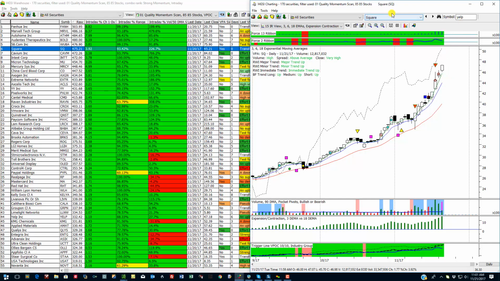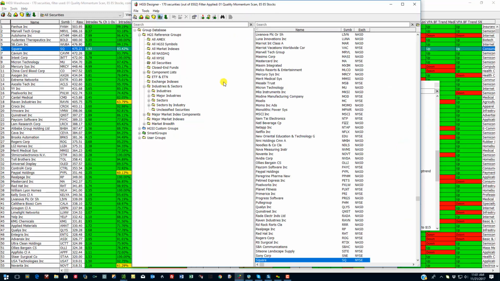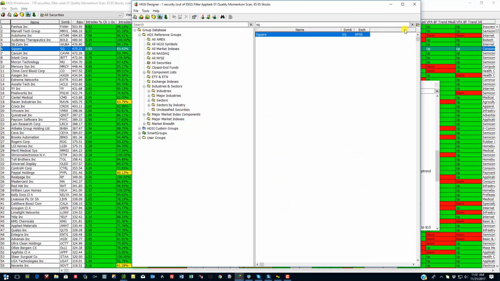So this is SQ. And I'm going into the designer. And here's SQ right here. All you have to do is type that symbol in. And then this folder over here searches for that particular stock.